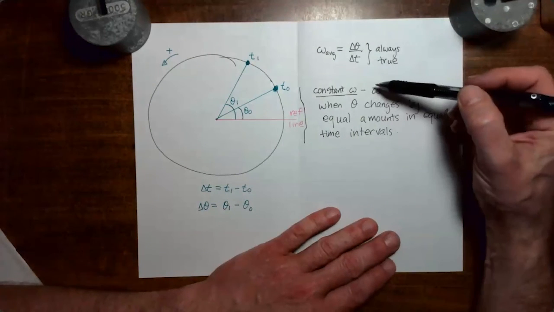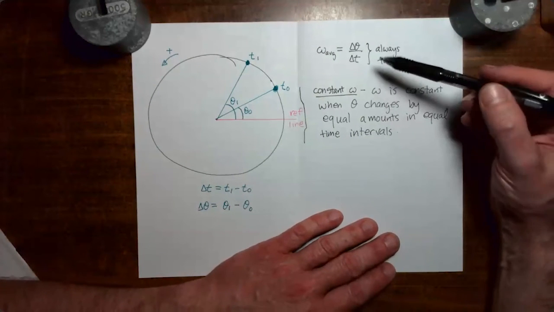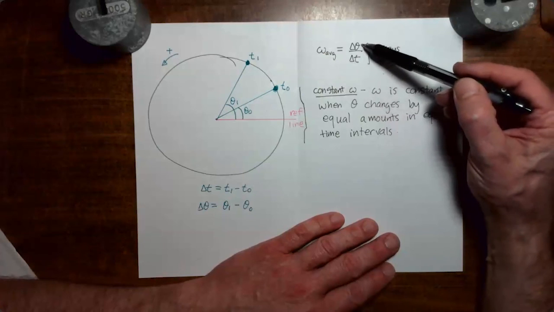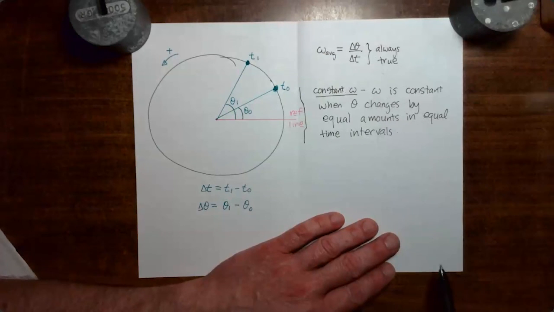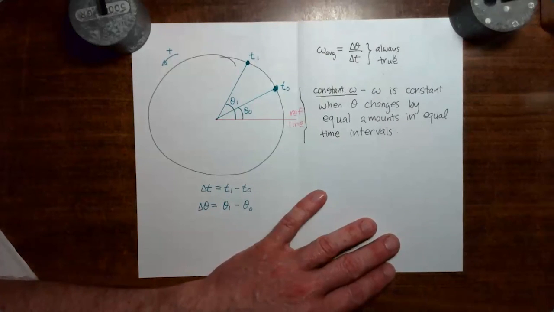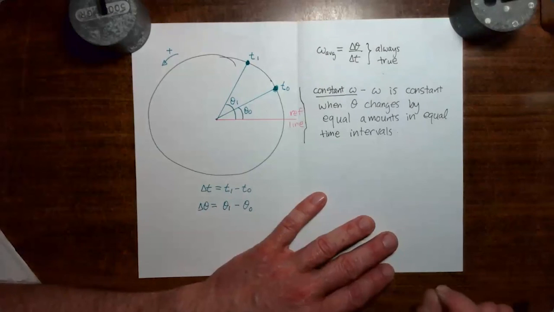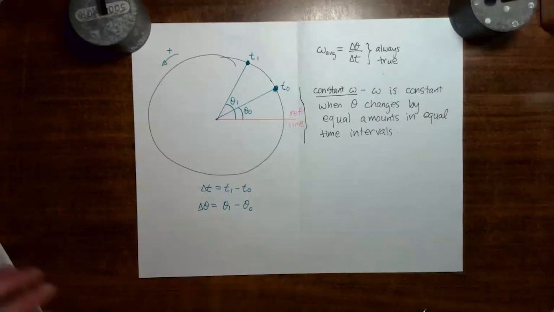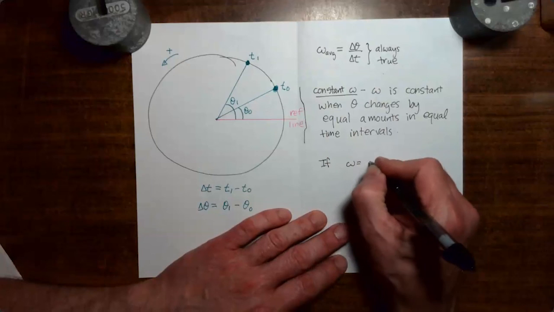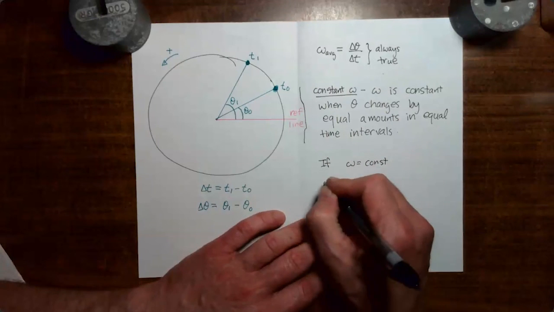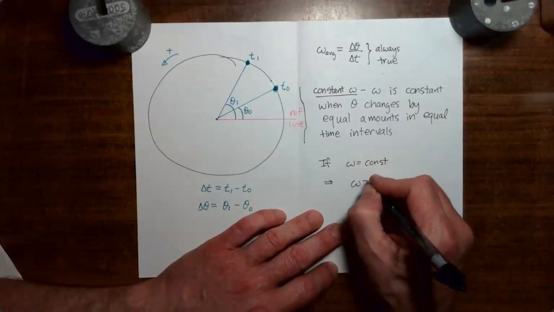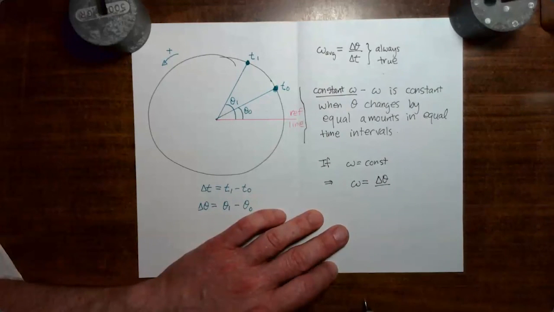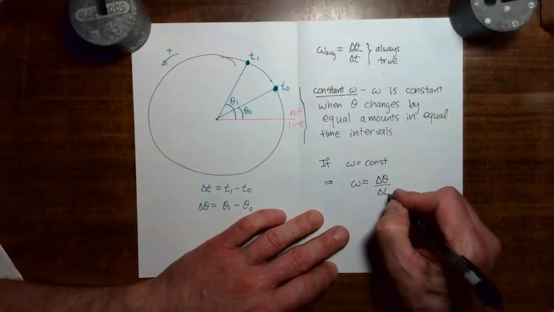So coming back to my earlier question, when can we say that the angular velocity itself is actually equal to delta theta over delta t? We can say that the angular velocity itself is equal to this expression when the angular velocity is constant. Okay? So if the angular velocity is a constant, then we can say that the angular velocity is equal to the change in angle during some time interval divided by the time interval.